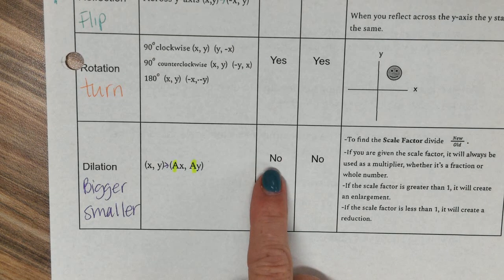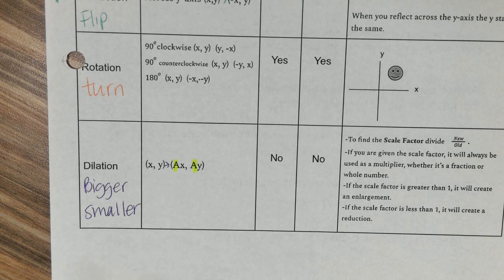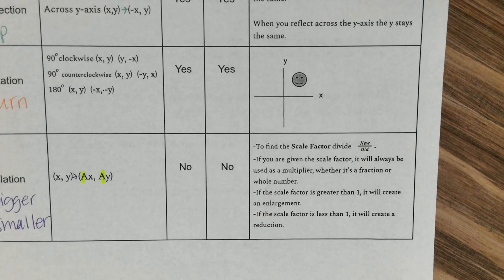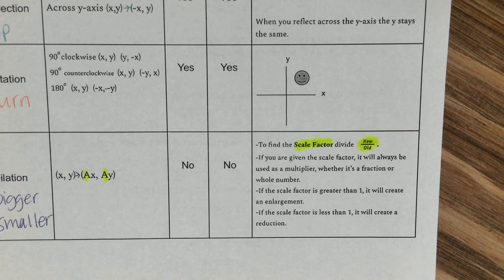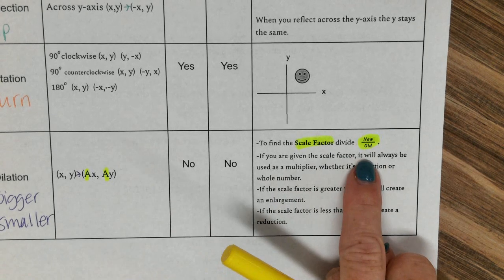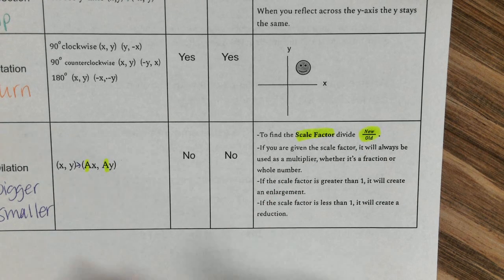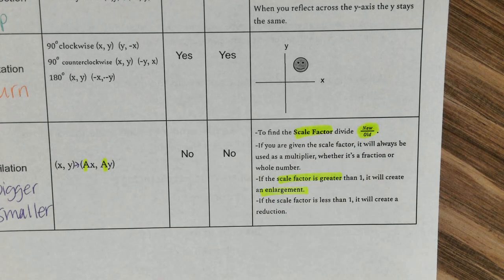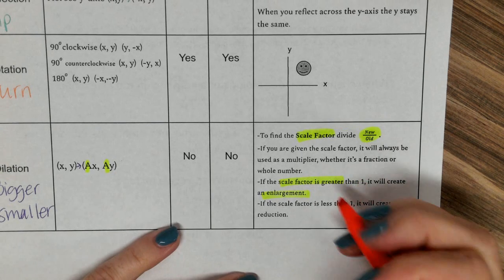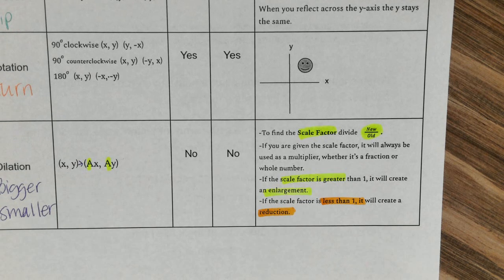Does it preserve congruence? No. It does not change the orientation, though. So if you were looking at it like this, it's just going to make it bigger. You're still going to be looking at it in the same direction. To find the scale factor, it's new over old. If you're given the scale factor, it will always be used as a multiplier. If the scale factor is greater than 1, it's going to make the shape bigger. If the scale factor is less than 1, it's going to make the shape smaller.